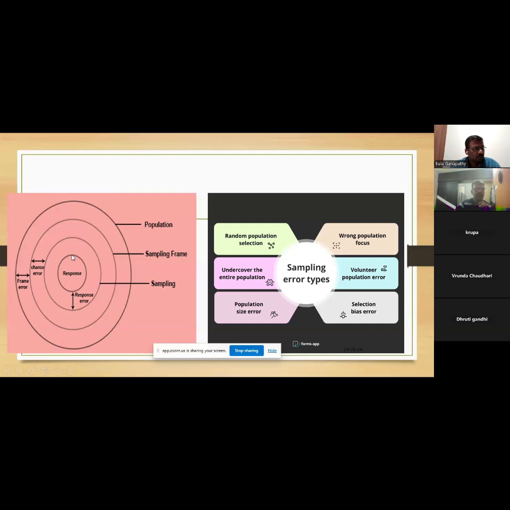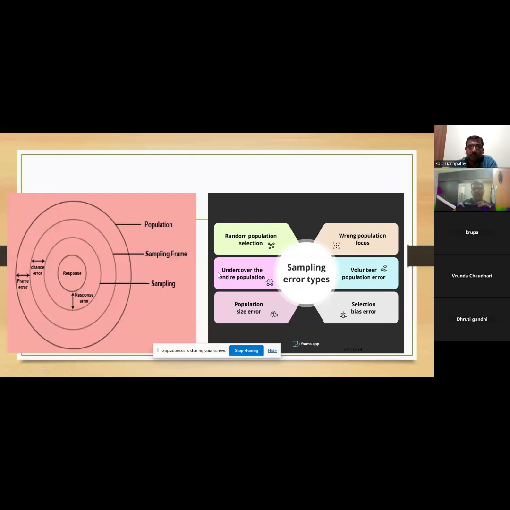Sometimes you select the people in the group, but although they are representing the group, their response will be very poor. It mostly happens in surveys. We send the form, it reaches them, but they don't fill it and give it back. So, response error. Otherwise, sometimes these people don't respond properly, they don't understand, and give poor responses, marking 5555, 1111 like that. So you have to be very careful about response error. Finally, only then do you get the response. So these many errors are possible in the selection of a sample.